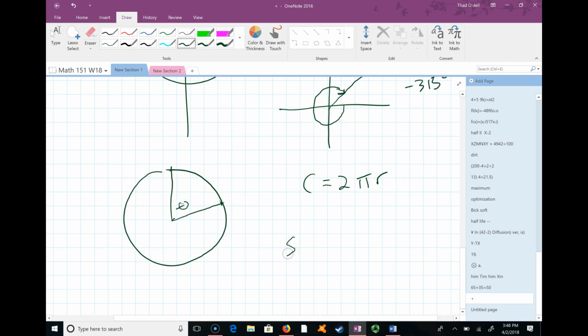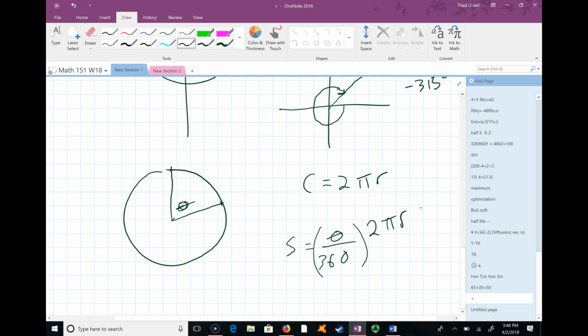So we usually signify arc length with S. And so what you're going to do is take some fraction of this. So we know that if you go all the way around the circle, that's 360 degrees. So if we only go theta around the circle, this would represent the fraction of the circle I'm talking about. So that would be the fraction of the total circumference. So we just multiply that by 2 pi r.